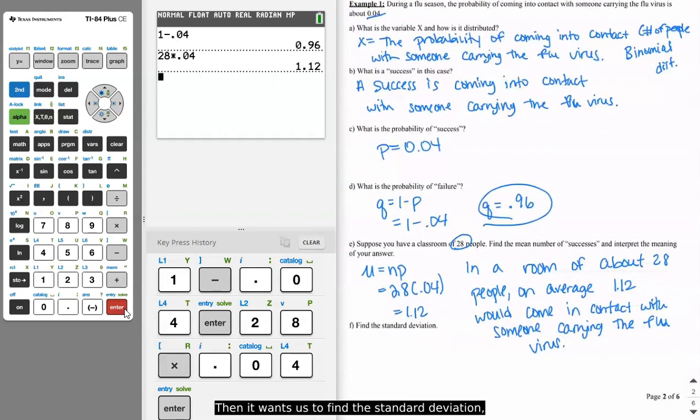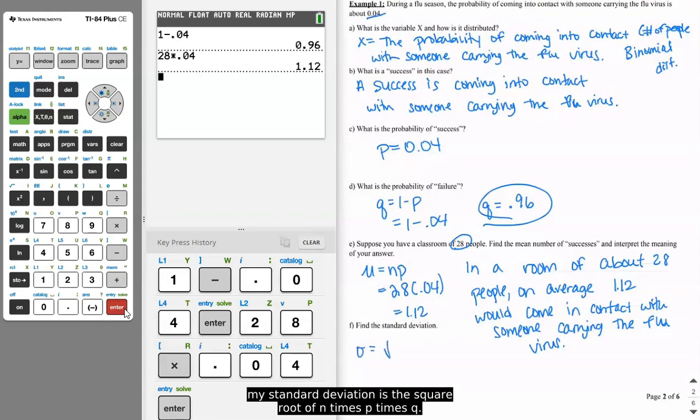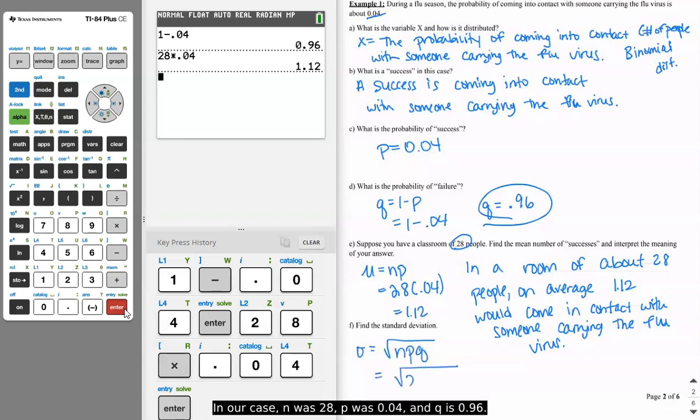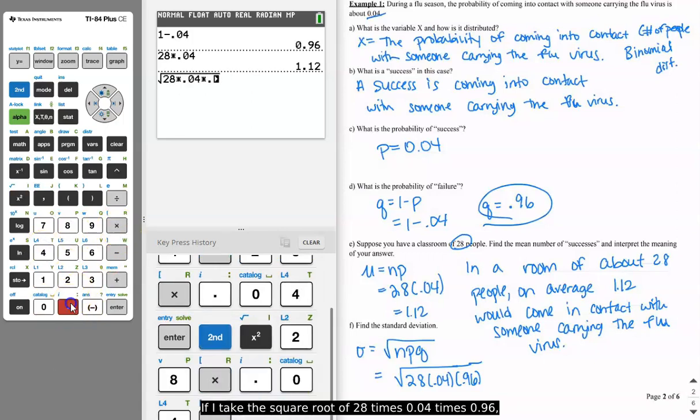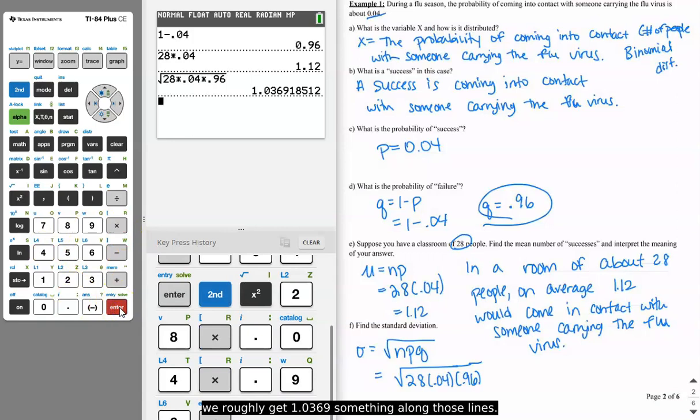Then it wants us to find the standard deviation. My standard deviation is the square root of n times p times q. In our case, n was 28, p was 0.04, and q was 0.96, and that was all found from previous letters. So if I take the square root of 28 times 0.04 times 0.96, we roughly get 1.0369, something along those lines.